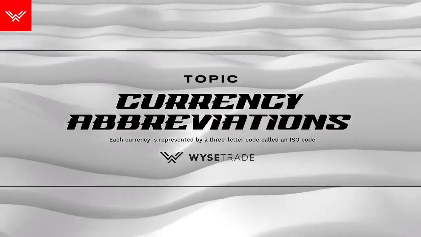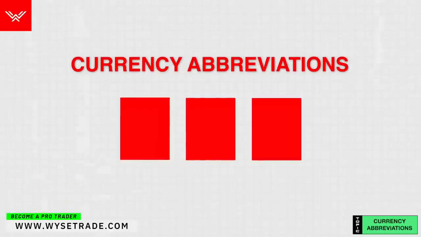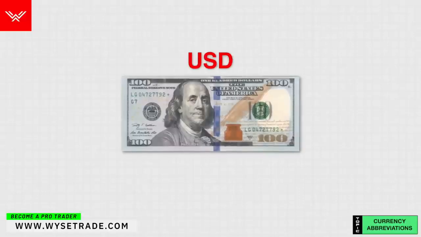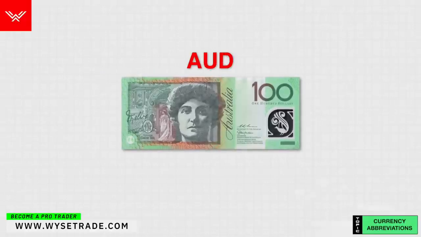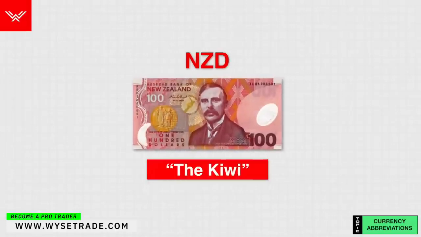Currency abbreviations. Each currency is represented by a 3-letter code called an ISO code. Here are some of the main currencies traded. USD is the US dollar, also known as simply the dollar. AUD is the Australian dollar, also known as the Aussie. NZD is the New Zealand dollar, also known as the Kiwi.